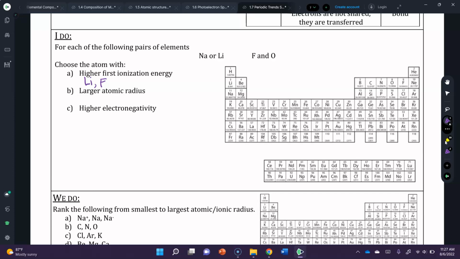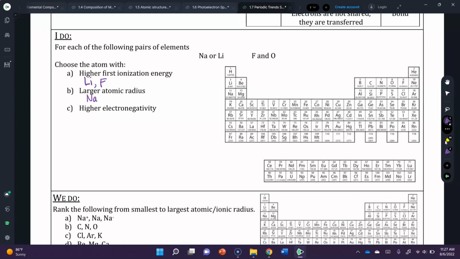So the effective nuclear charge is greater for fluorine than oxygen, because it has 9 protons versus oxygen's 8. For B, sodium and lithium, sodium is going to be bigger because it has an additional ring of electrons. It's got 3 energy levels, 3 shells with electrons, versus lithium's 2.